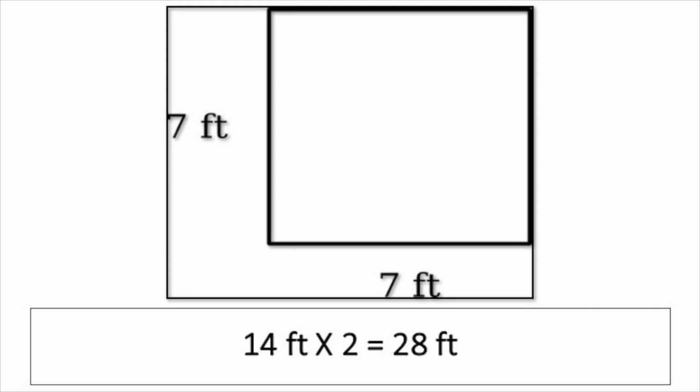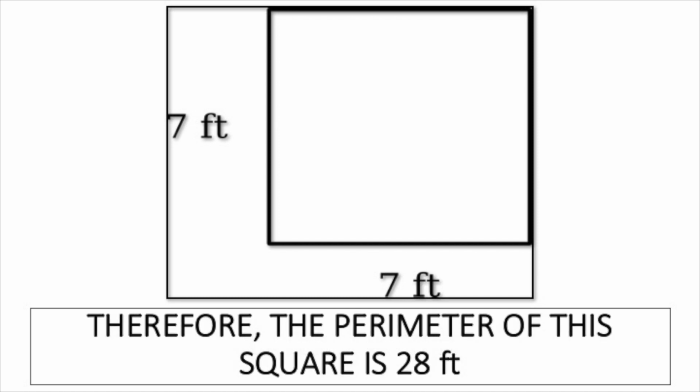But if we just take one side, 7 times 4, what do we get? Equals 28 too. Because all the sides on a square are the same, we can just take one side and times by 4. We'll get the same answer. Therefore, the perimeter of this square is 28 feet. Yes, always be careful that you're using the correct unit, not always centimeters or meters.